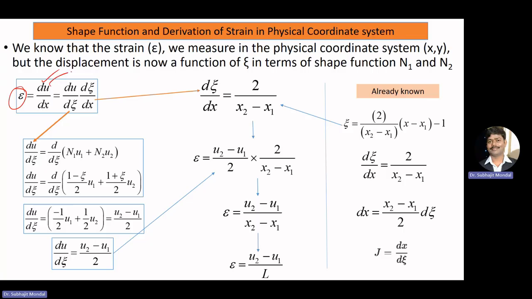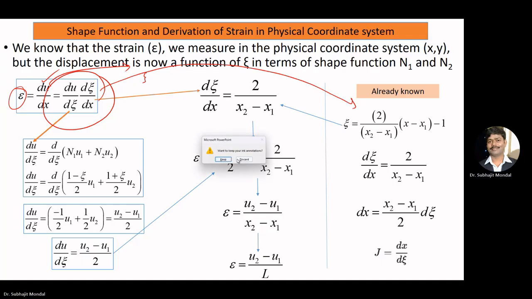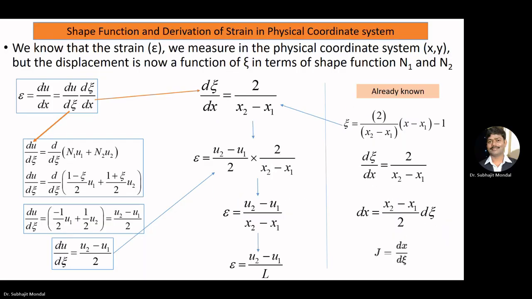But the problem is that u we have written in our natural coordinate system, so we need to convert it. What we can do is use the chain rule: du by dx we can write as du by dxi times dxi by dx. For the same reason, we derived the relation between x and xi. So the strain is du by dx, and using the chain rule we can write it like this, there is nothing wrong.